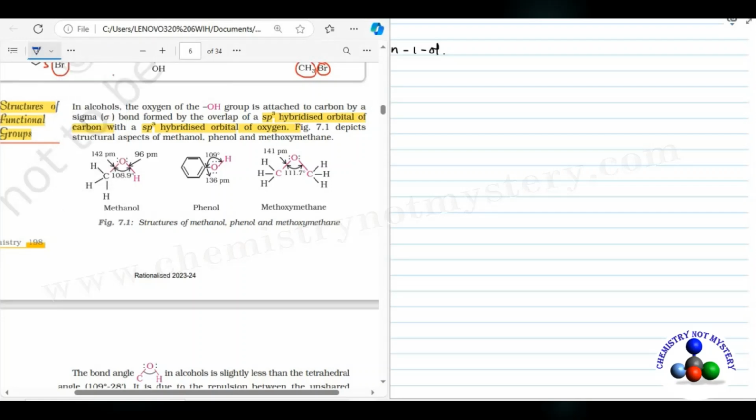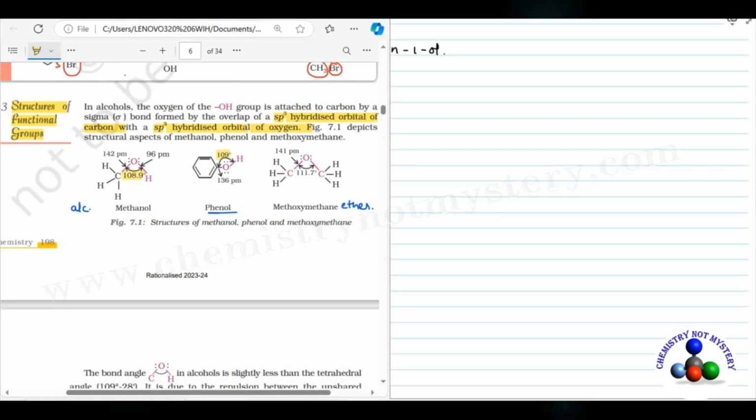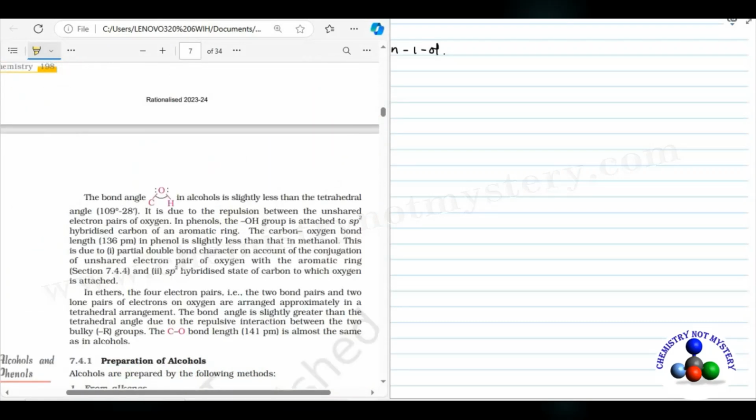So here this is alcohol, this is phenol and this is ether. When you observe the bond angle of carbon, oxygen, hydrogen in methanol, it is 108.9 degree, while in phenol it is 109 degree, and in case of ether it is 111.7 degree. The bond angle carbon, oxygen, hydrogen in alcohol is slightly less than the tetrahedral angle, which is 109 degree 28 minutes. It is due to the repulsion between unshared electron pairs of oxygen.